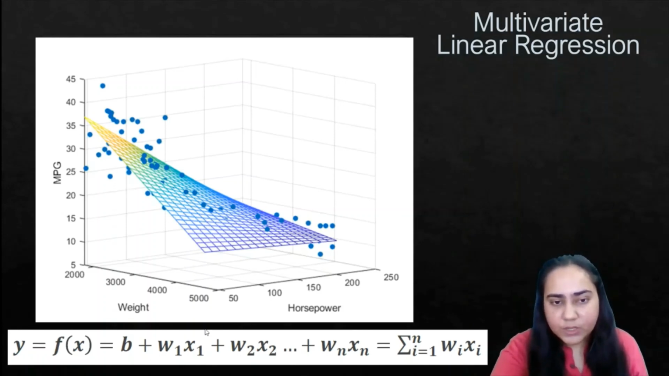This is the equation of it. You can see here, this is the equation, which is y is equal to f(x), which is equal to b. b is your bias as usual. And instead of m, we are going to be using w in this case. So w1, w2, and so on up to wn. And this is basically equal to the sum of wi xi, with sigma from i equal to 1 up to n.